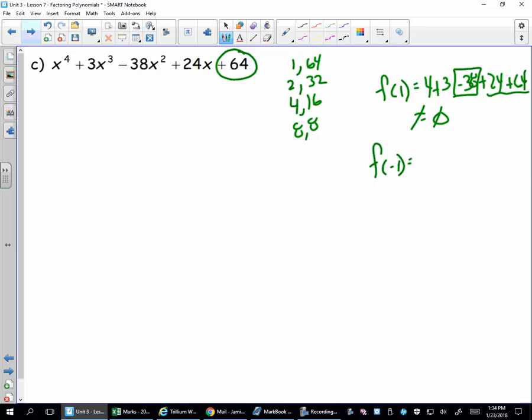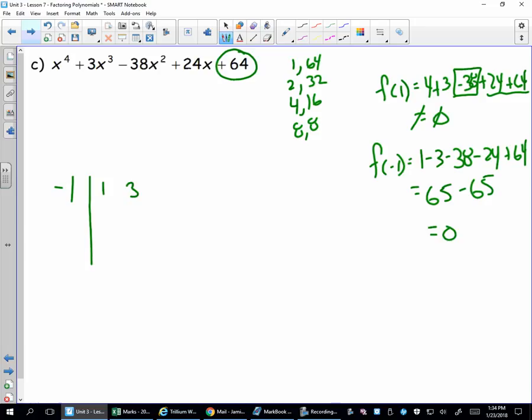Okay, let's try the next version. Let's try the -1. So -1 to the 4 is 1. -1 to the 3 is a negative value, so that's going to be a -3. -1 squared is +1, but times -38, -38. 24 times -1 is -24, and 64. Okay, positives, I got 65. Negatives, I got 65. I got 0. There's my first factor. -1.